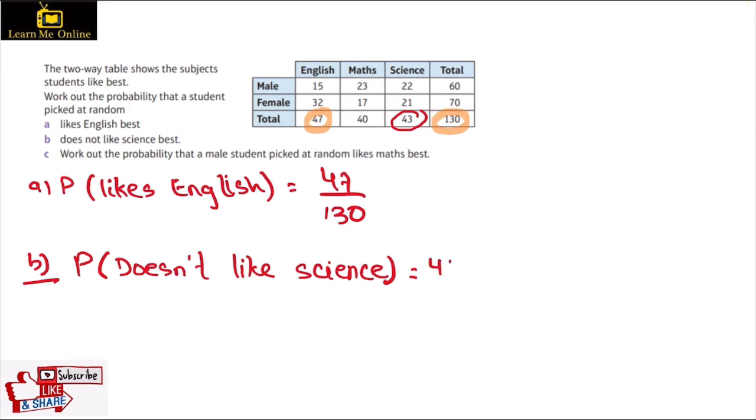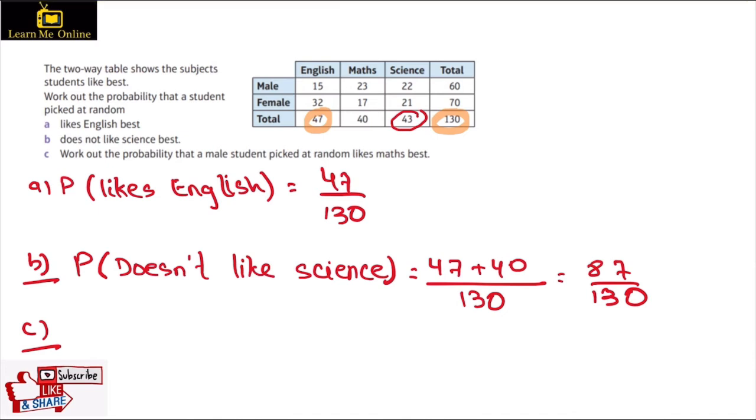So it would be 47 plus 40 would be the top number. And because we are finding the probability, the total would go in the denominator. Now, when you add the two top numbers, you'll get 87 over 130.